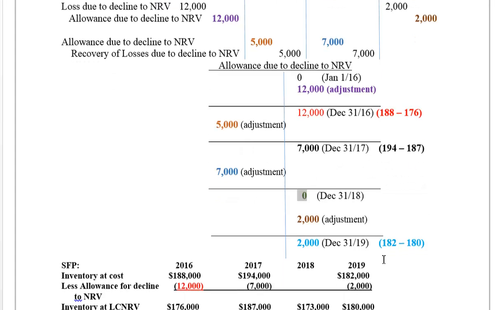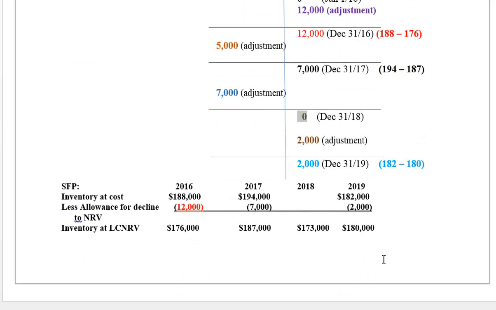Therefore, our presentation on the statement of financial position changes a little bit. I don't need to have inventory at cost less the allowance because I have nothing in the allowance. So you'll notice I've just got my inventory stated at the lower of cost and net realizable value of $173,000. It doesn't make sense to show a zero balance account if there's nothing in it.